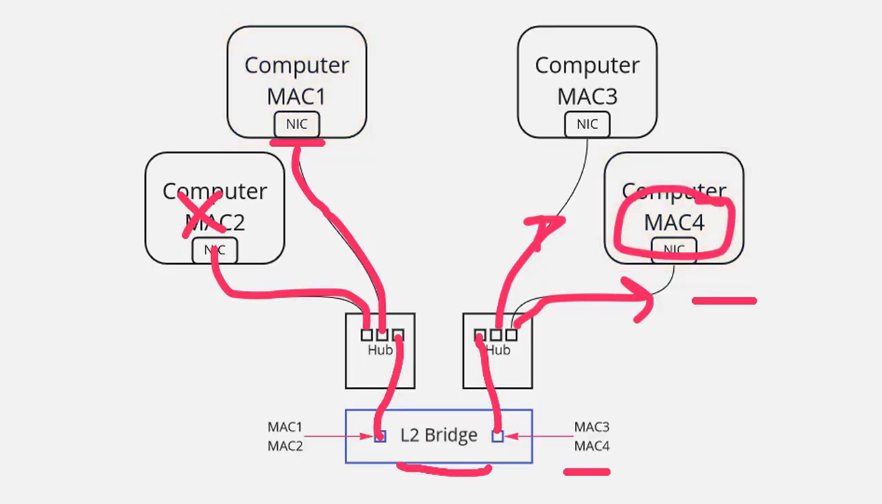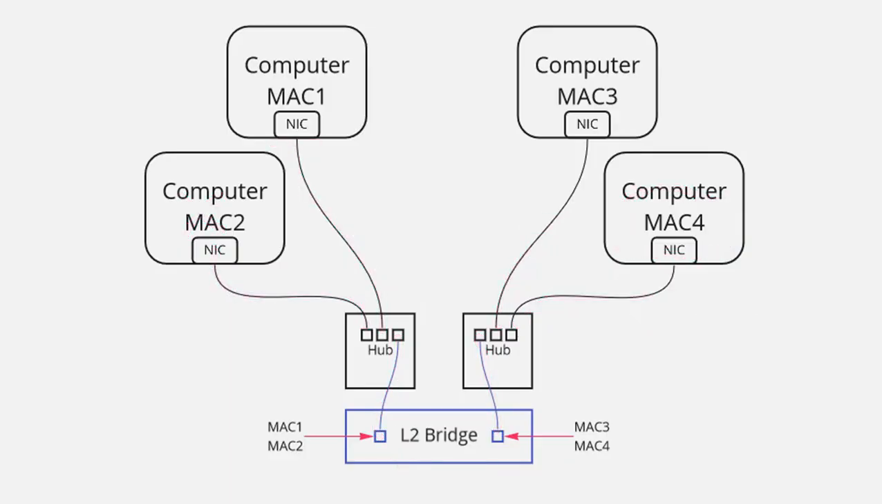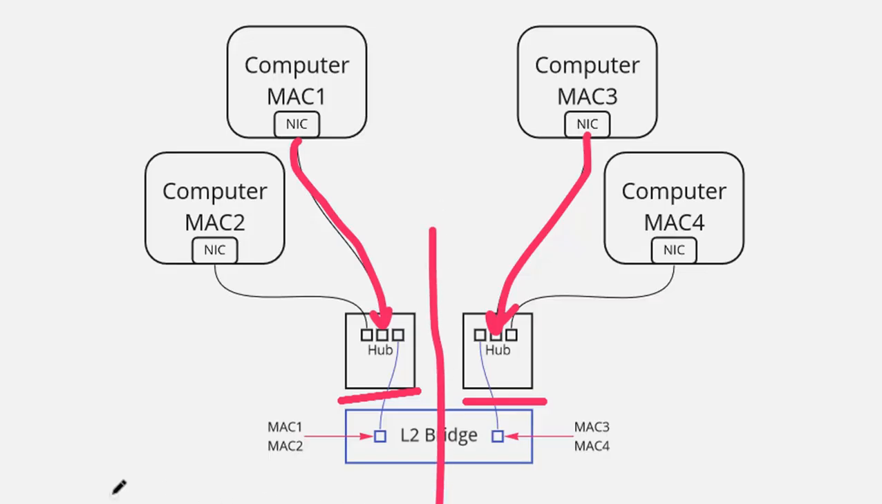The end result is we have eliminated some unnecessary traffic from hitting some of our machines. But the other major impact is we have cut our collision domain in half. Now there's no reason that computer 1 and computer 3 can't transmit at the same time. Each hub is a collision domain, but the layer 2 bridge essentially breaks that collision domain in half.